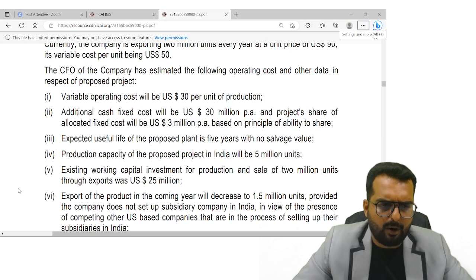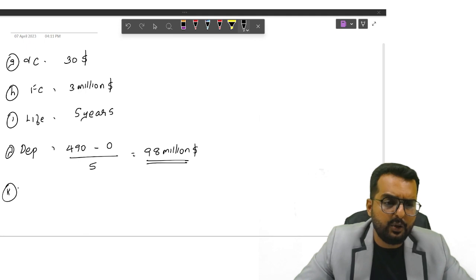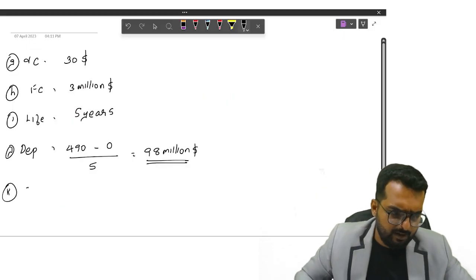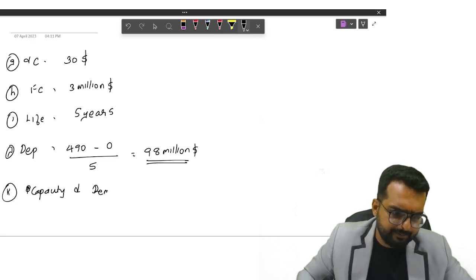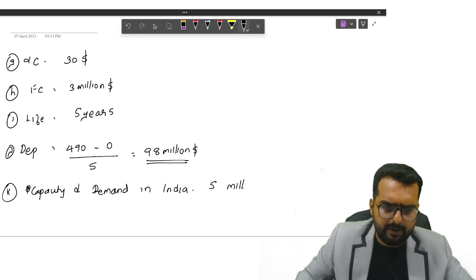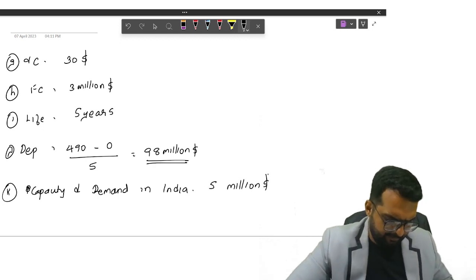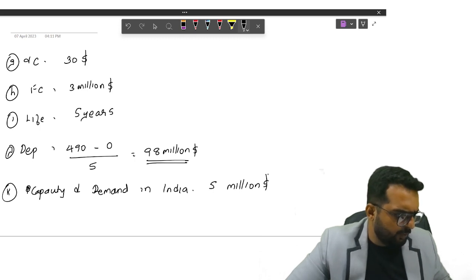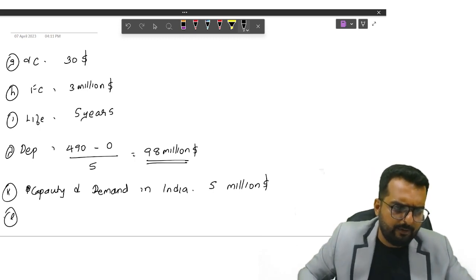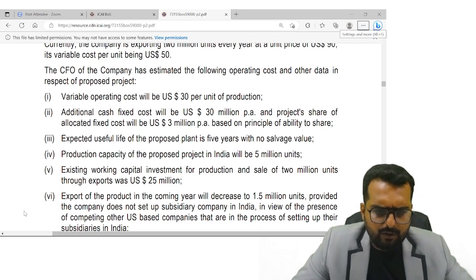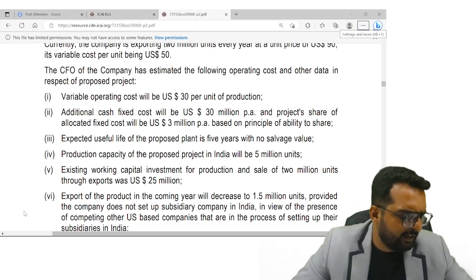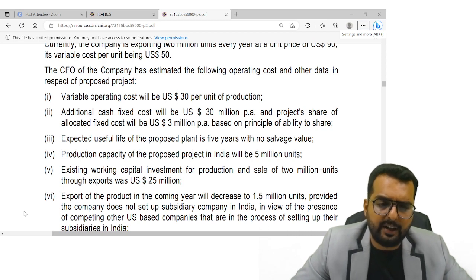Production capacity of the proposed project in India will be how many units? 5 million units. So capacity and demand in India will be 5 million. Have I made a mistake? 98, right? Or is it 92, Ashok? Please confirm and let me know. Have they given some salvage value? No, right? So that's correct. 98 is correct.